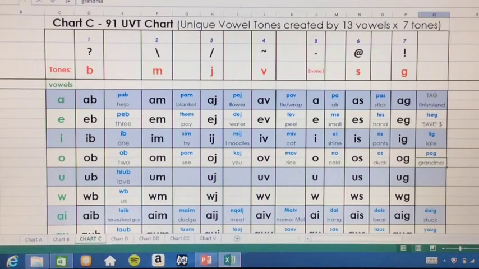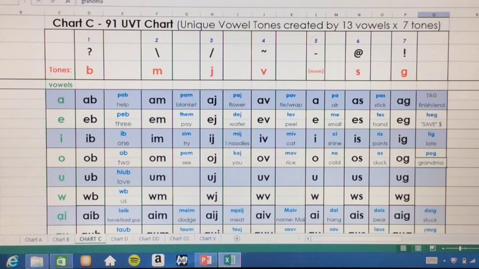Now that you know how to complete this chart, it's very important for you to finish the rest of the chart. That way you can customize it with Hmong words that are easy for you to remember, and also you can make it fun. But before you go and complete this chart, what I want to do is review each of the UVTs with you.